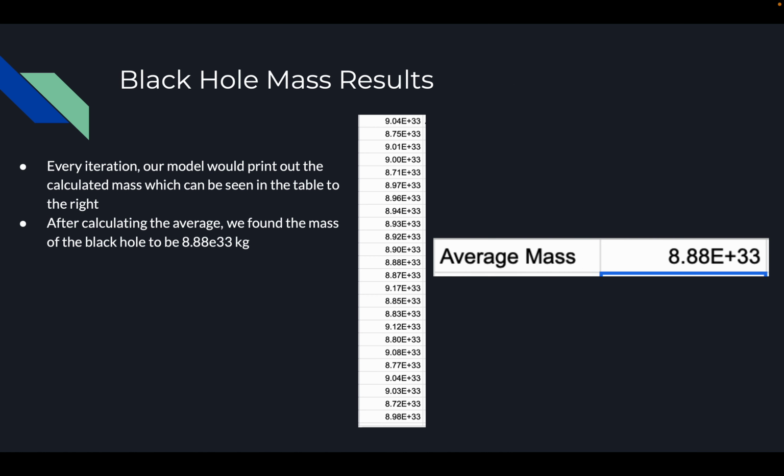Within every iteration, the model would print the calculated masses, which can be seen in the table to the right. After calculating the average of all of these results, we found the mass of the black hole to be 8.88 times 10 to the 33rd kilograms.